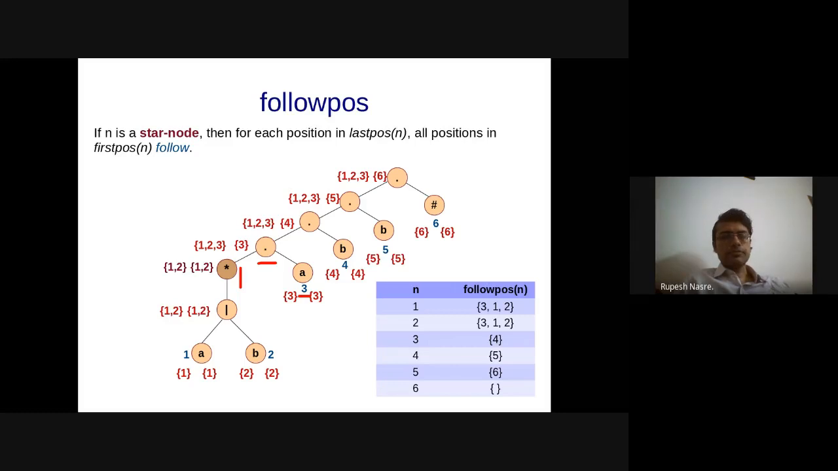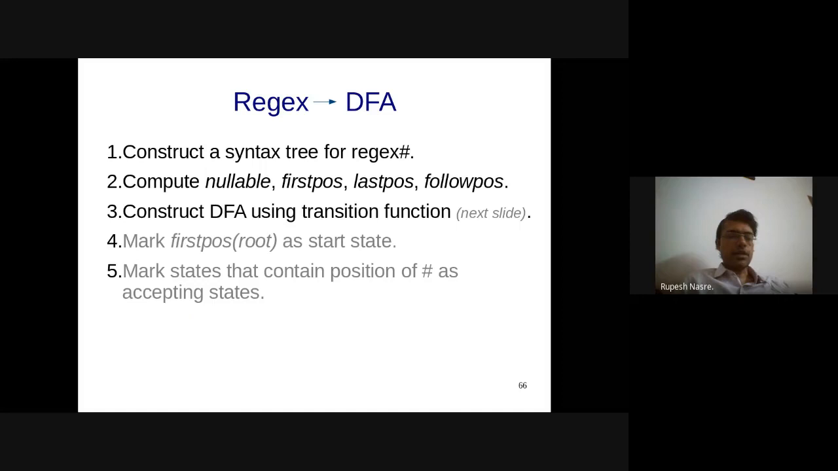Okay, so I'll move ahead. We'll finish that example. Our algorithm was that we construct the regular expression regex with some end marker. Then we compute these 4 functions. Once we have computed these 4 functions, we are going to use them to construct a DFA. That DFA requires us to have the transition function, and the algorithm to compute this DFA is shown on the next slide.